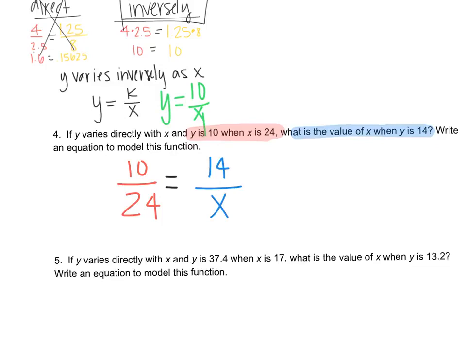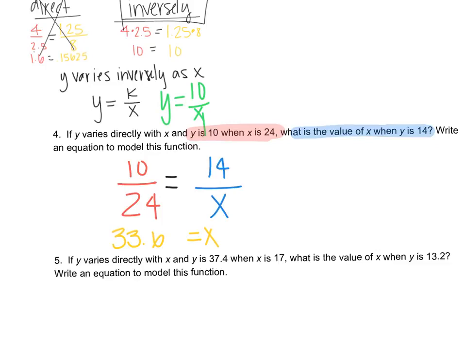How do I solve those? Butterfly, cross multiply, and divide, however you learned it, because different teachers teach it different ways. But no matter what, you end up cross multiplying and dividing, and you end up getting some number for x. If I remember correctly, you get 33.6. So x equals 33.6.